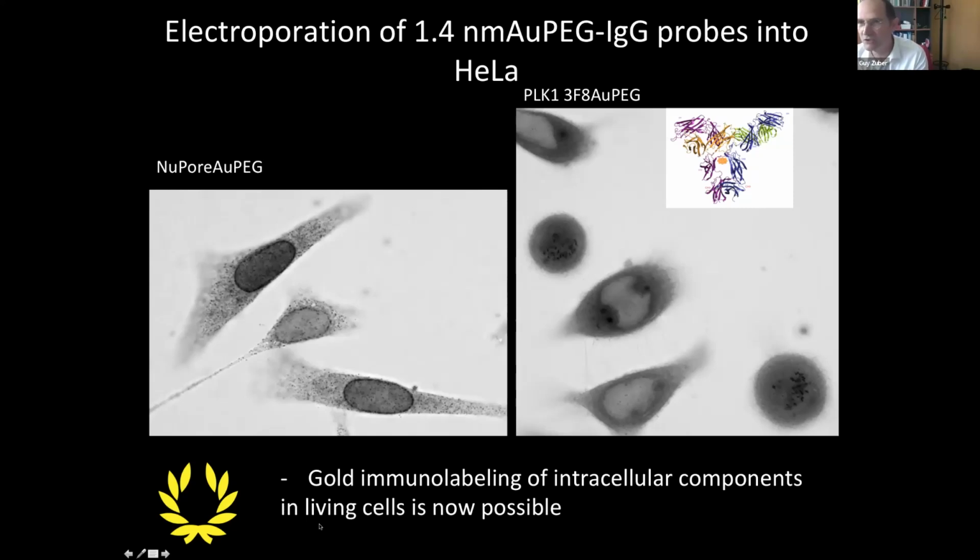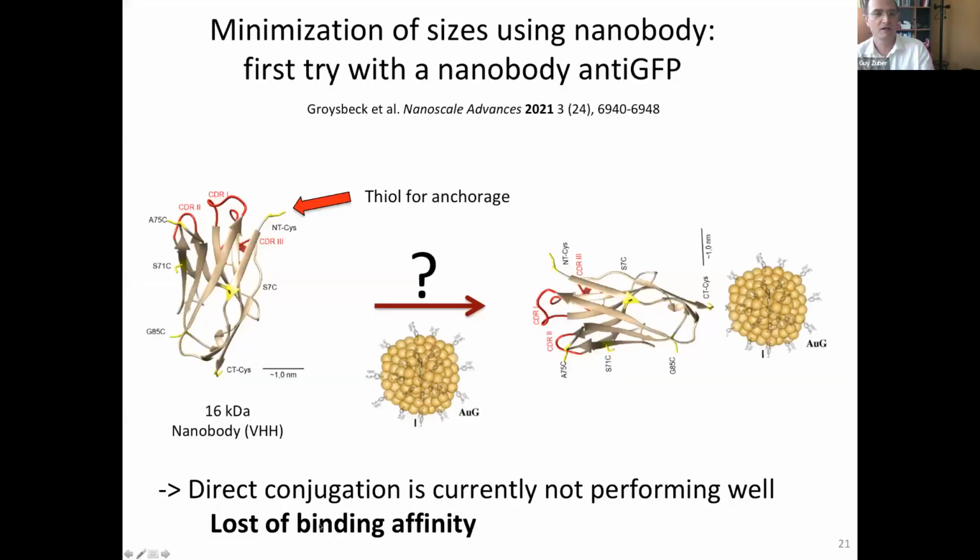We had indeed some issue in relation to the antibody, which is quite large, and we want to reduce the size of the antibody. The nicest way to do this is to minimize the size using a nanobody. So we first tried with a nanobody model which targets anti-GFP.